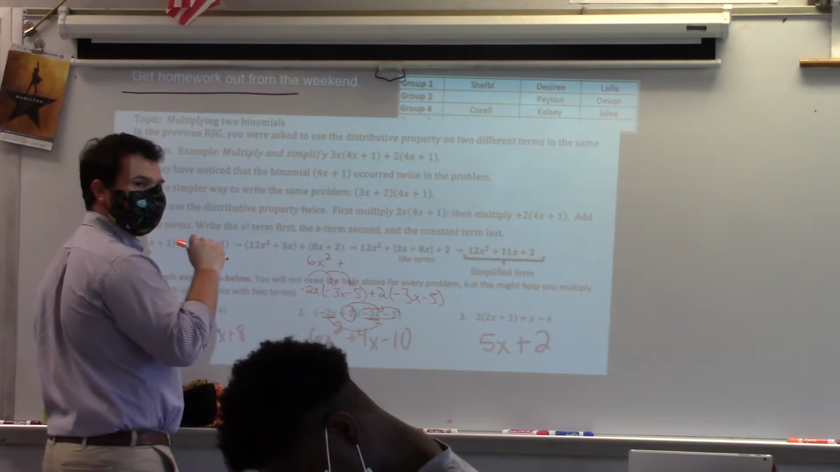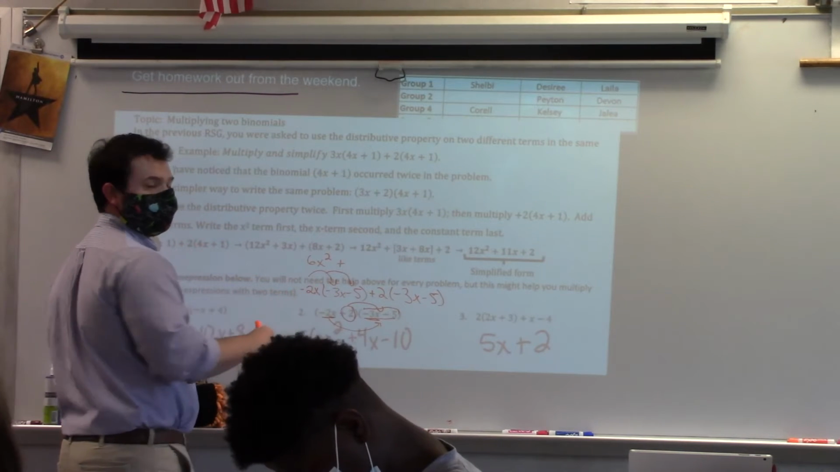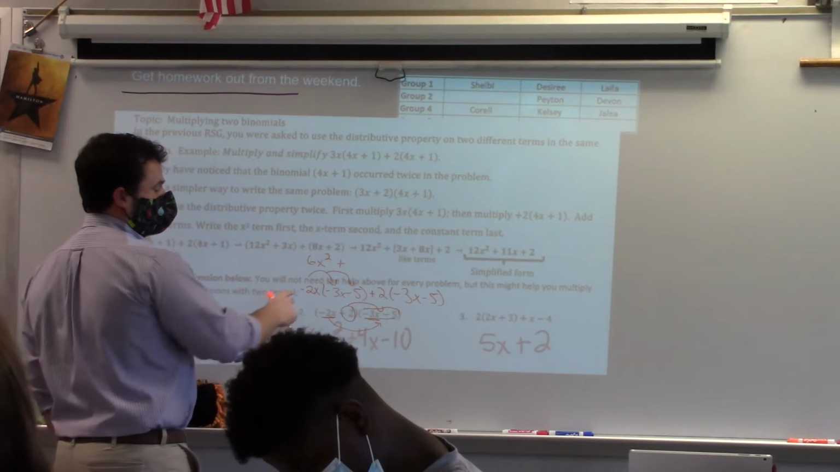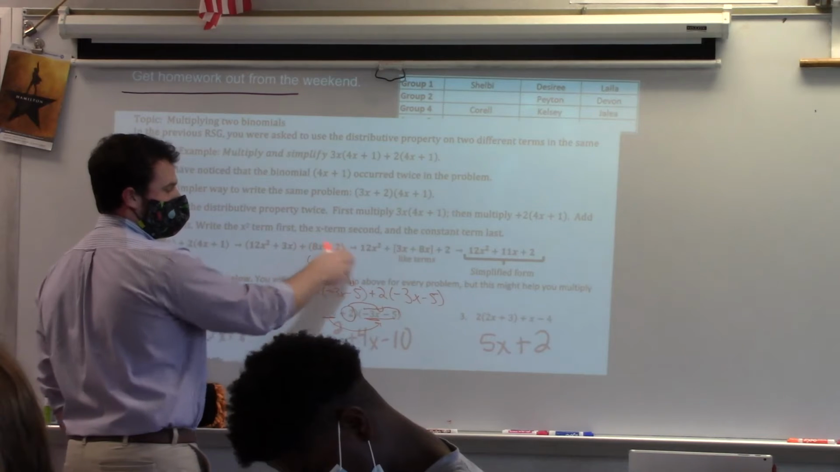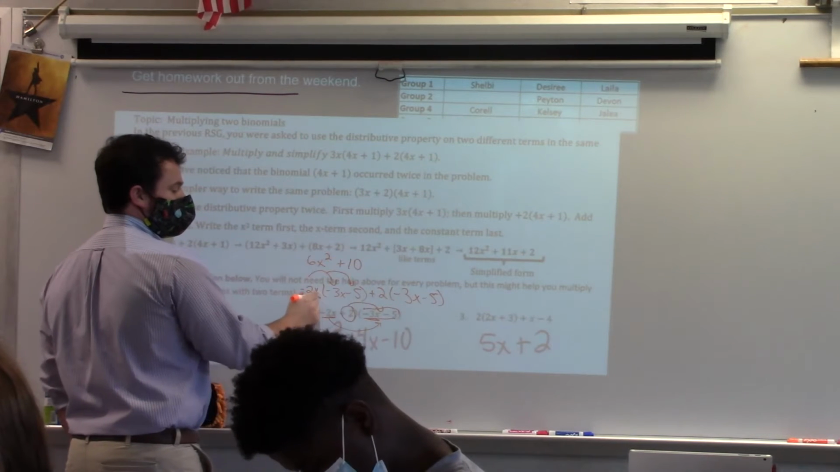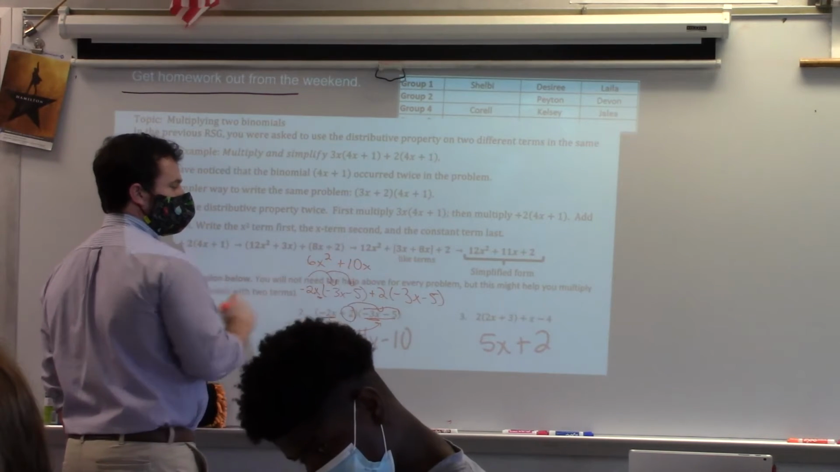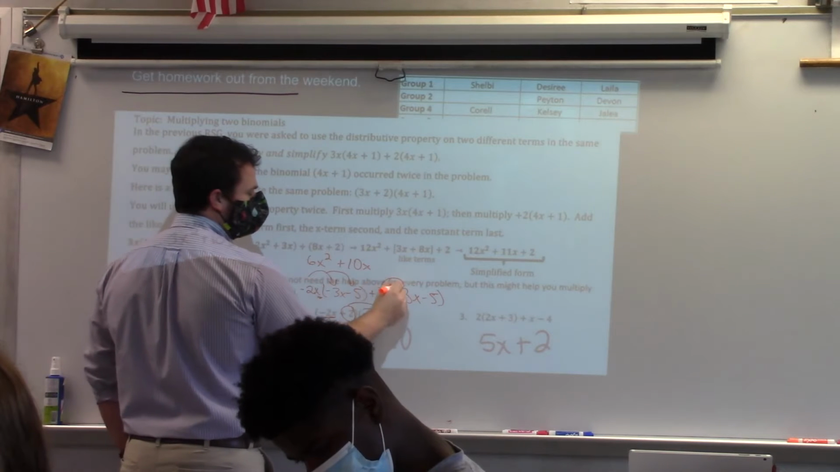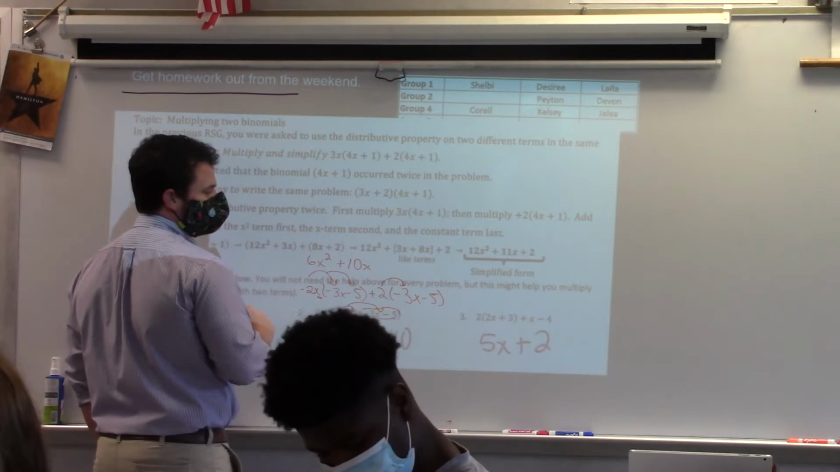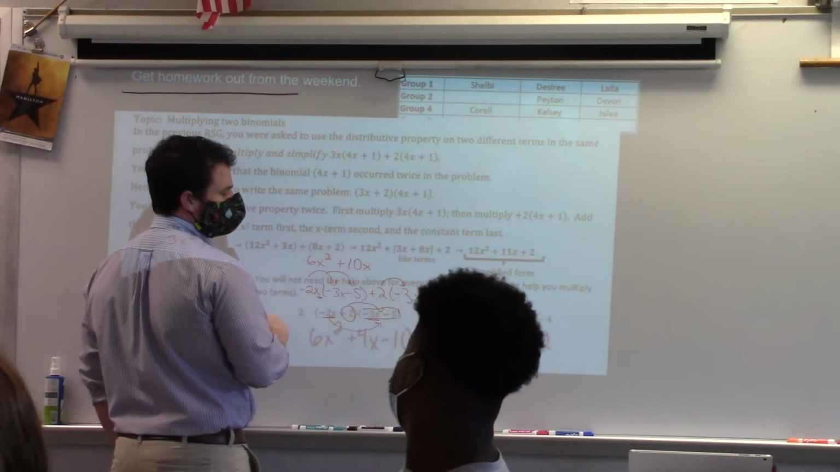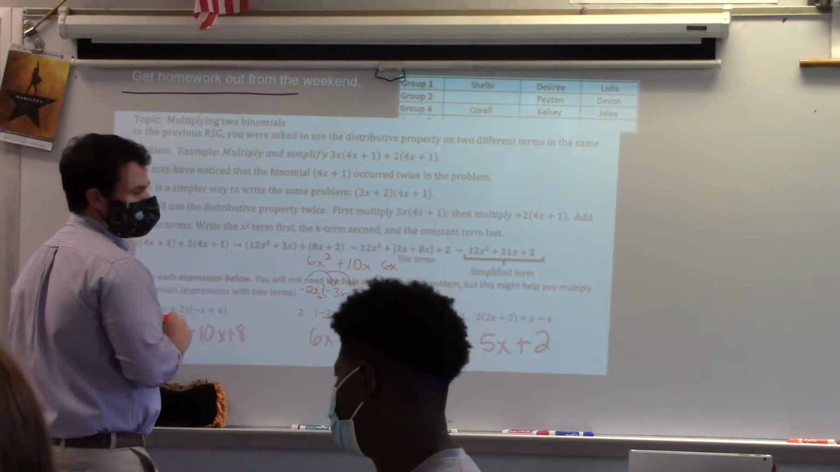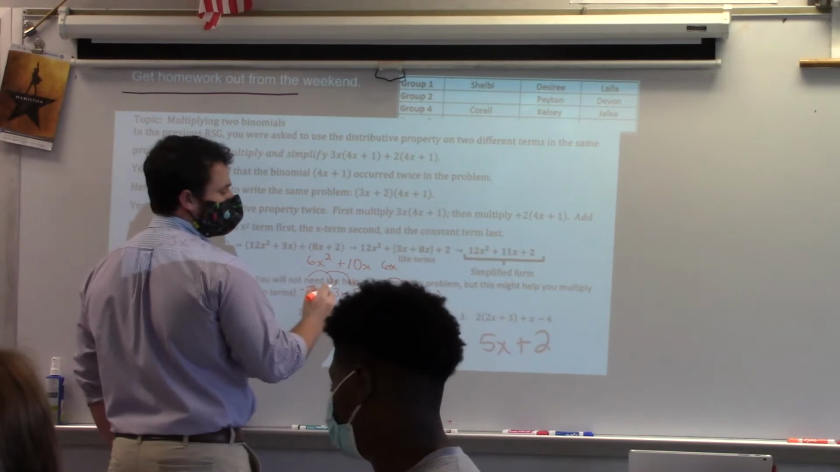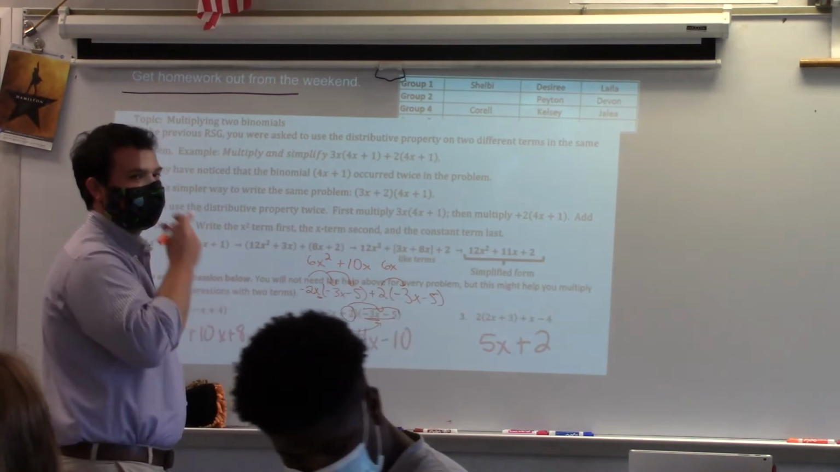Negative 2x times negative 5. What's 2 times 5? 10. But it's a negative times a negative, so positive 10. So it'd be adding 10x. And then 2 times negative 3x, 6x. Adding or subtracting? Subtracting.